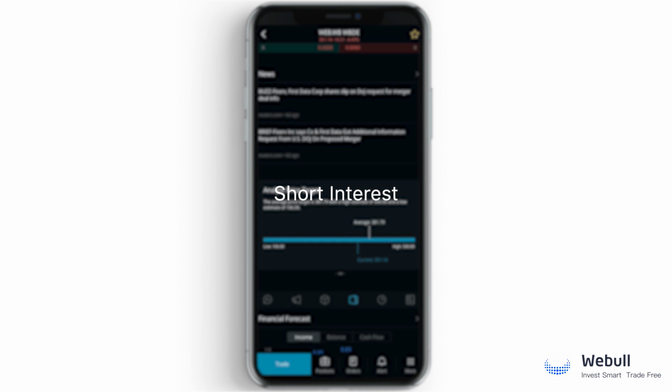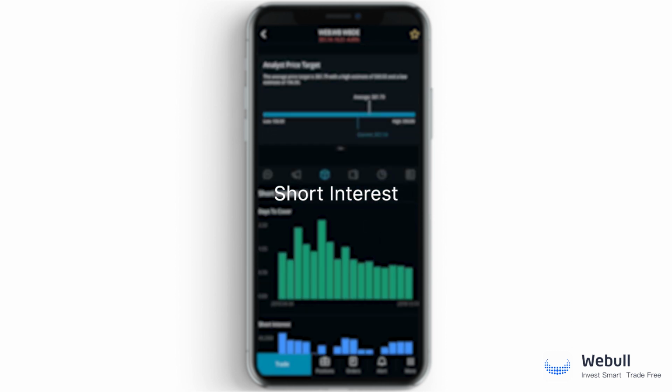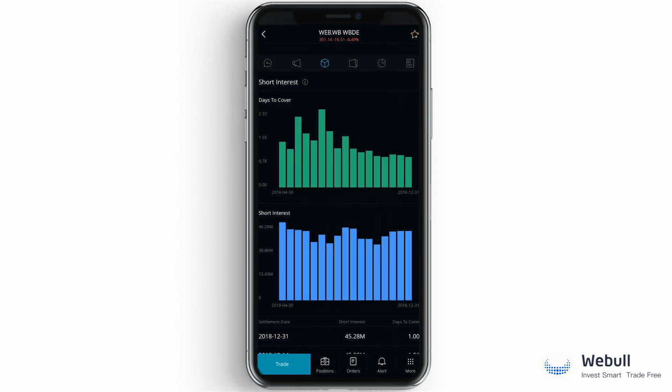Short interest. What is short interest? Short interest is the amount of shares that investors sold short but have yet to cover or close out. This is a useful indicator to determine the trend of a stock price and investor sentiment. Short interest updates twice a month, once in the middle of the month, and once at the end of the month.